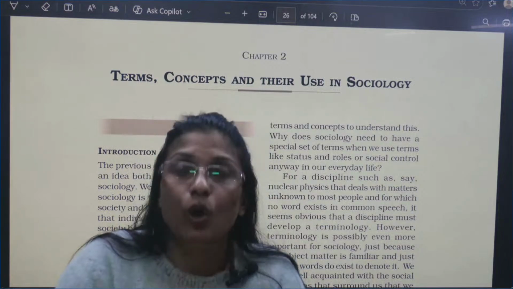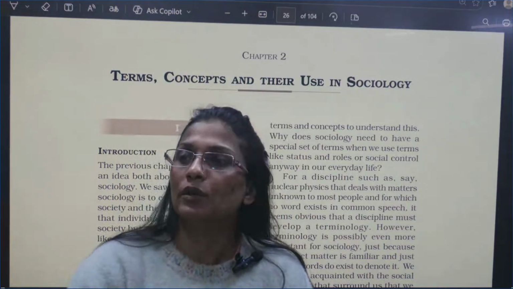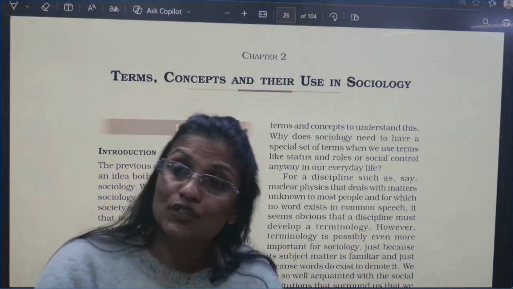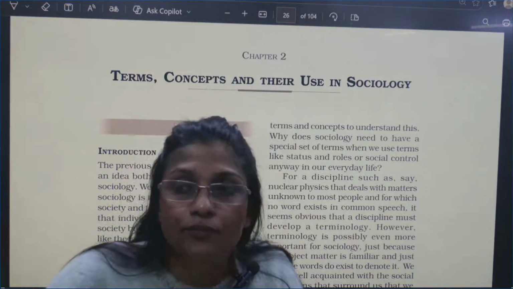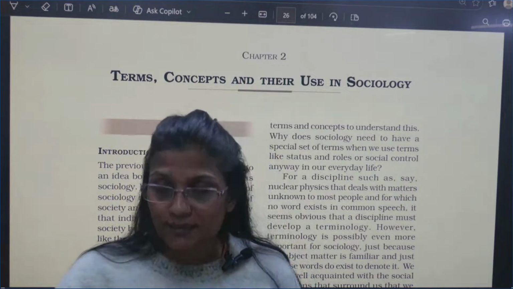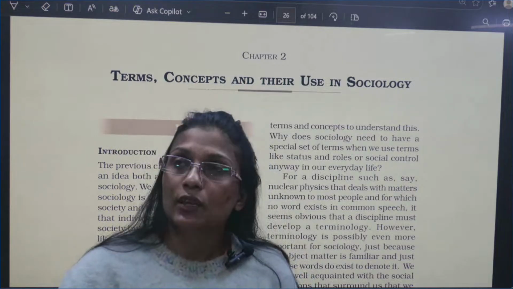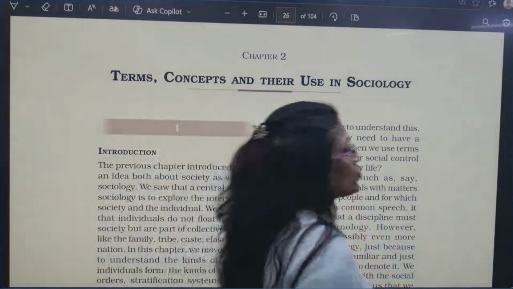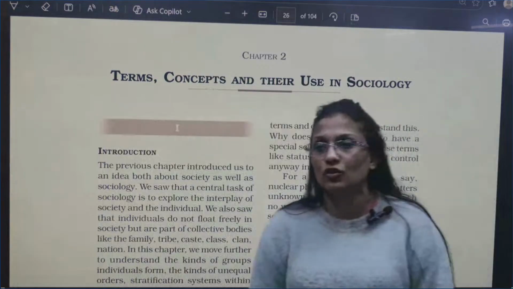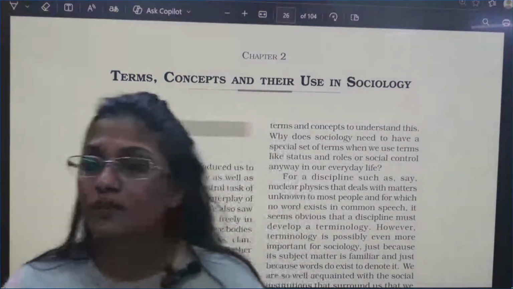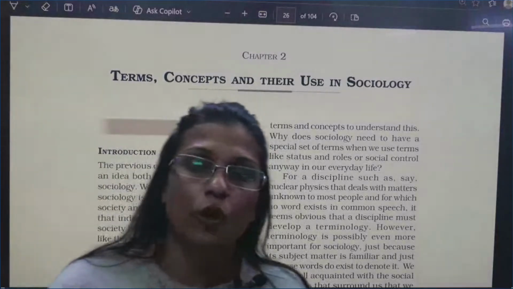We are not discussing sociology like that. So the way all disciplines have their vocabulary, sociology is not doing something new. Sociology has its own vocab. So you need to understand that the relevance of concepts and terms and their use in sociology will make your answer sociological.